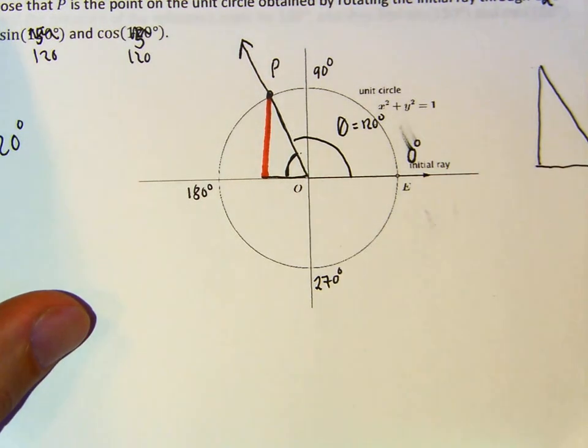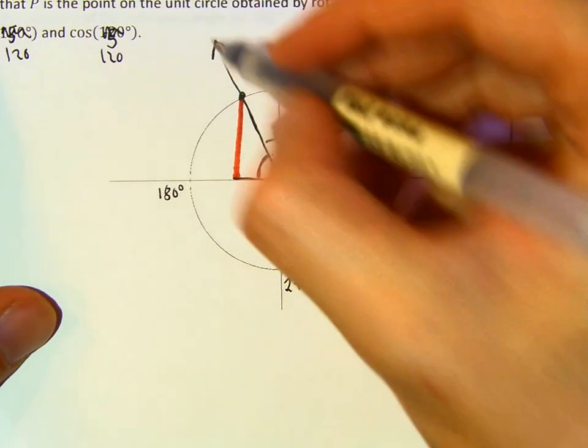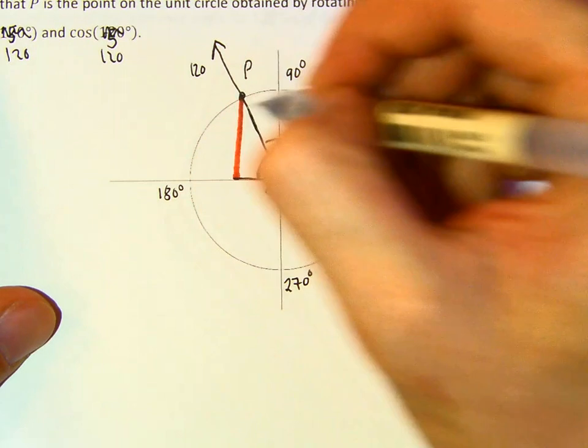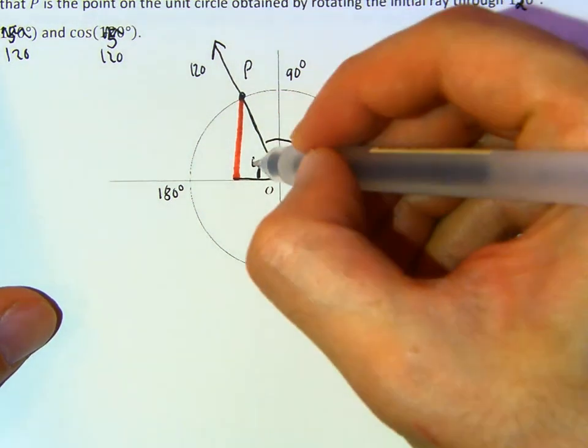What does this angle have to be? It has to be 60 degrees, because if this is 120, what's in between 120 and 180? This angle has to be 60. So what else do you know about this triangle?